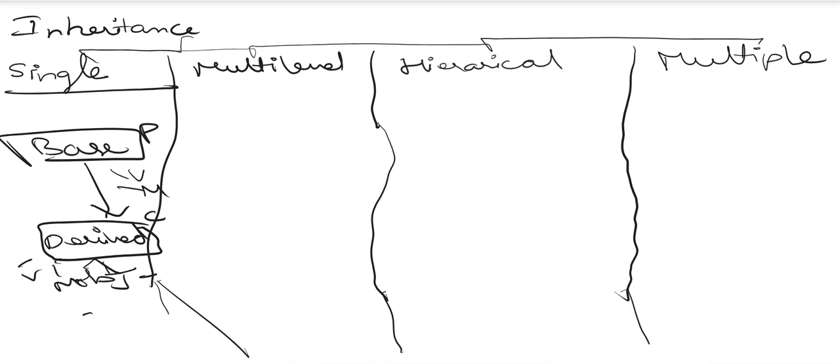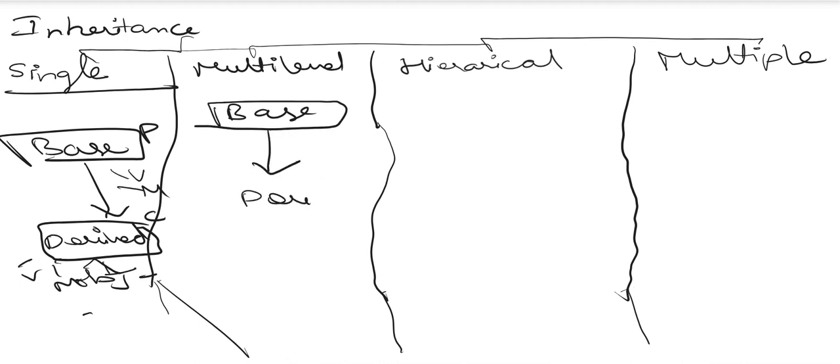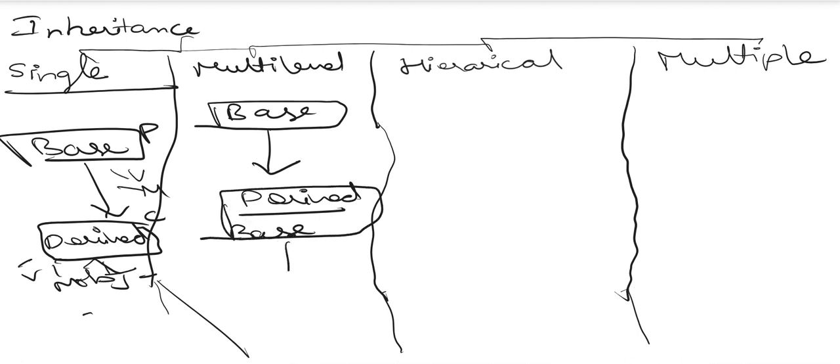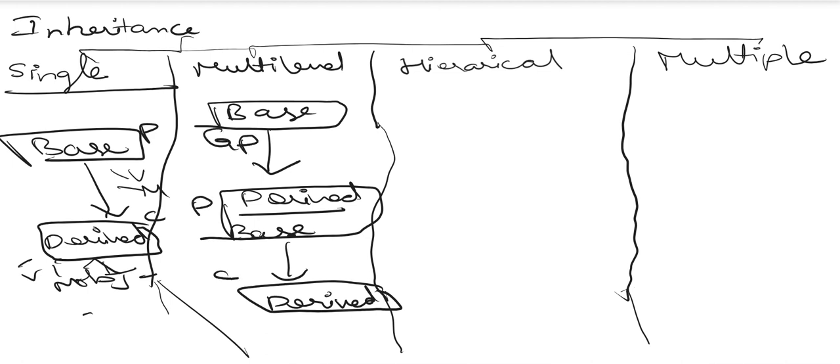Next, what is multi-level inheritance? Multi-level inheritance is where first we have a base class, and the base class has a derived class. This derived class has another derived class, so it is considered a base class for that other derived class. Let's consider this as the grandparent, this as the parent, and this as the child.